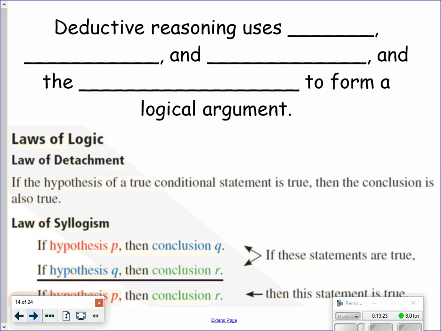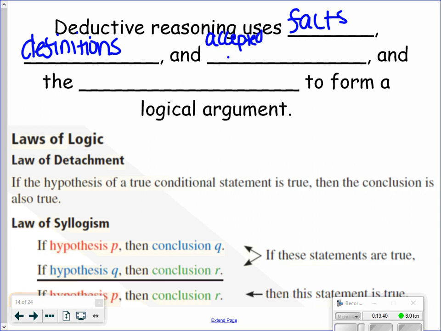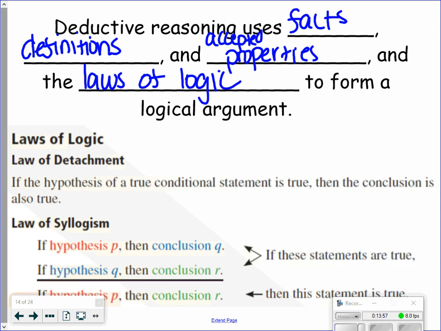Deductive reasoning uses facts, definitions, accepted properties, and the laws of logic, which are right down below, to form a logical argument. So the laws of logic are the laws of detachment and the laws of syllogism, okay? Next to detachment, I want you to put detention.